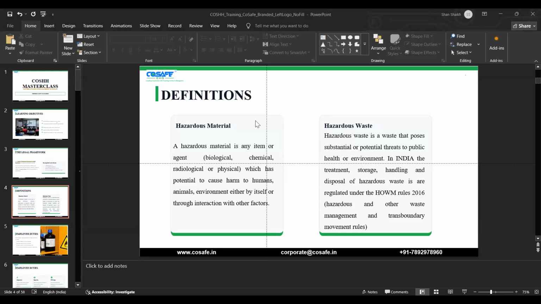It can be any kind of chemical, it can be any form of solid, it can be anything. Such substances are known as hazardous substances. So basically, we learn about what are all the hazardous substances we'll face, what are all the hazardous substances that we are exposed to in the work sites and all. First of all, let us know what is hazardous waste. Hazardous waste is waste that poses a substantial or potential threat to public health or the environment.